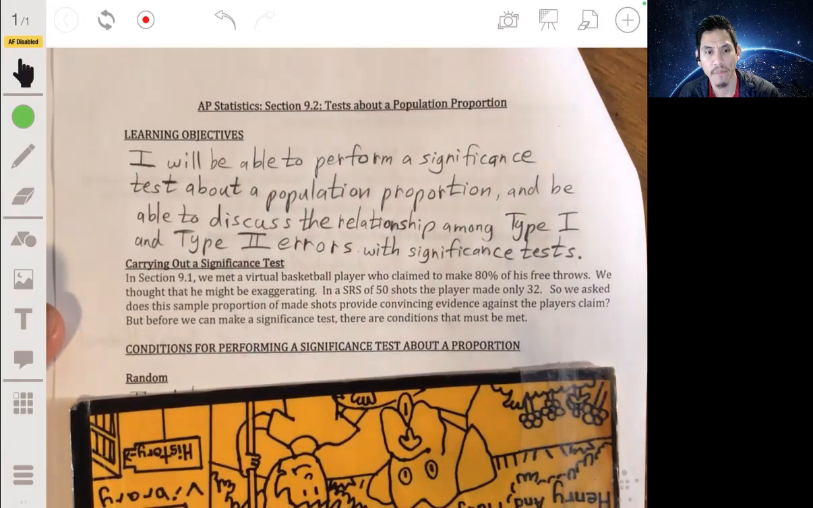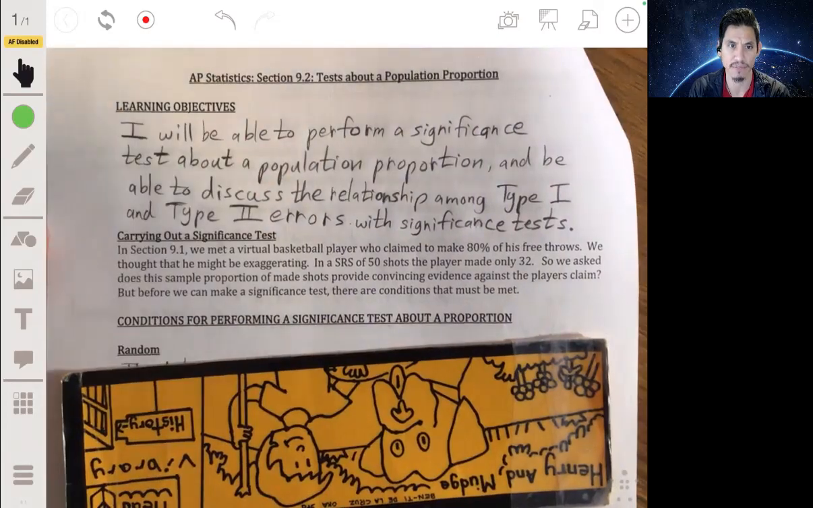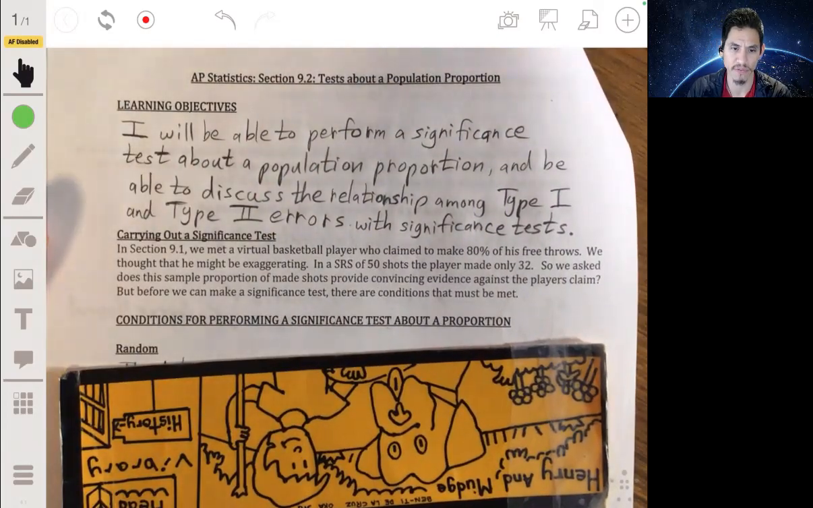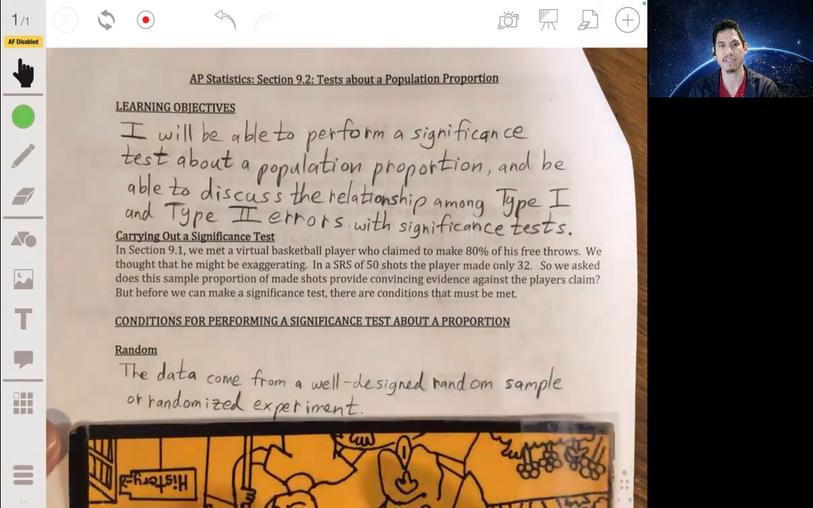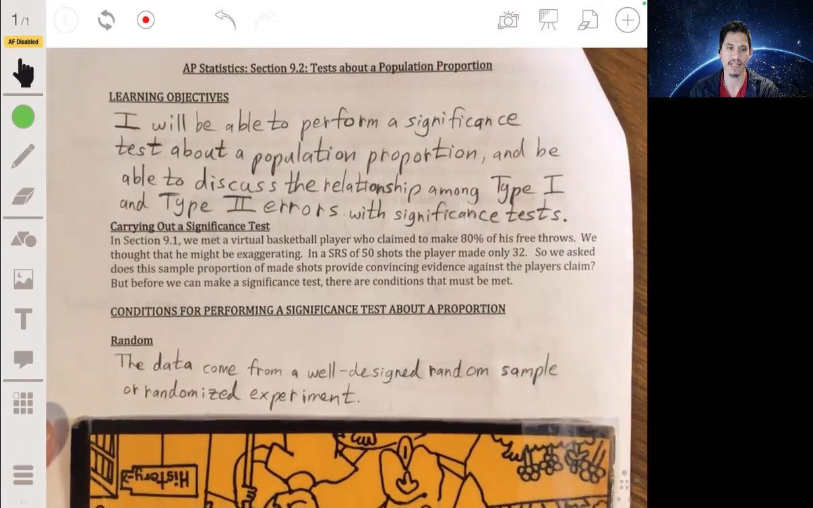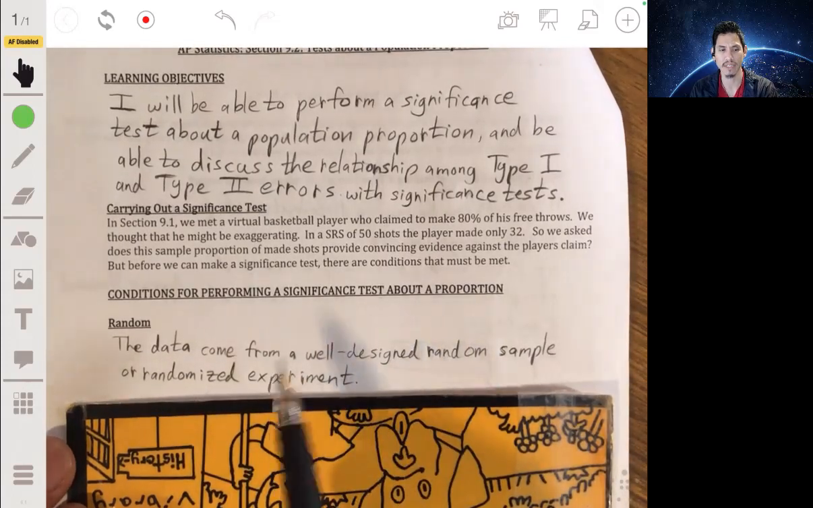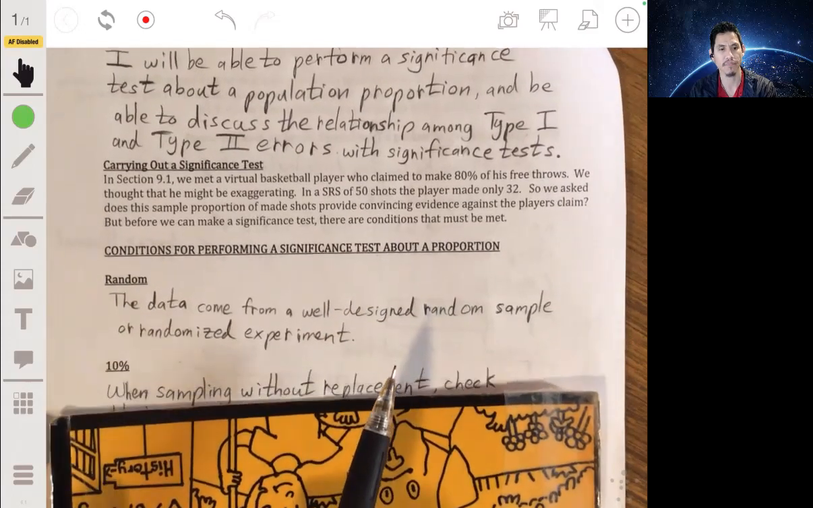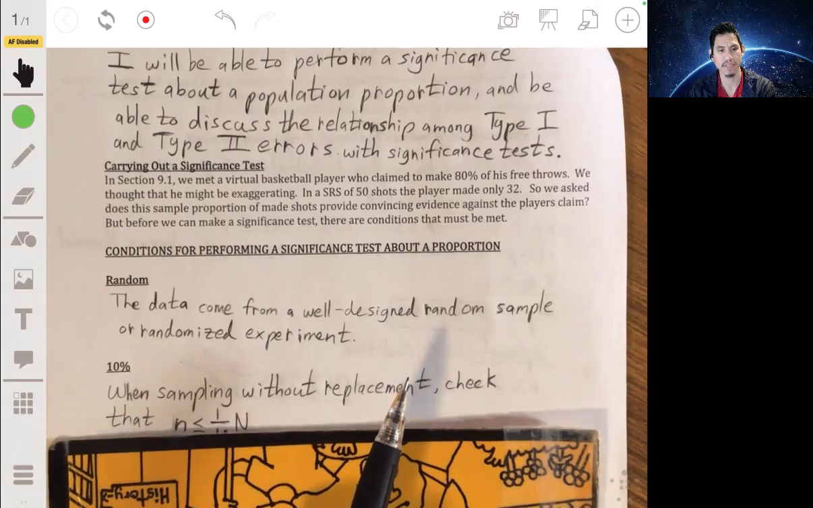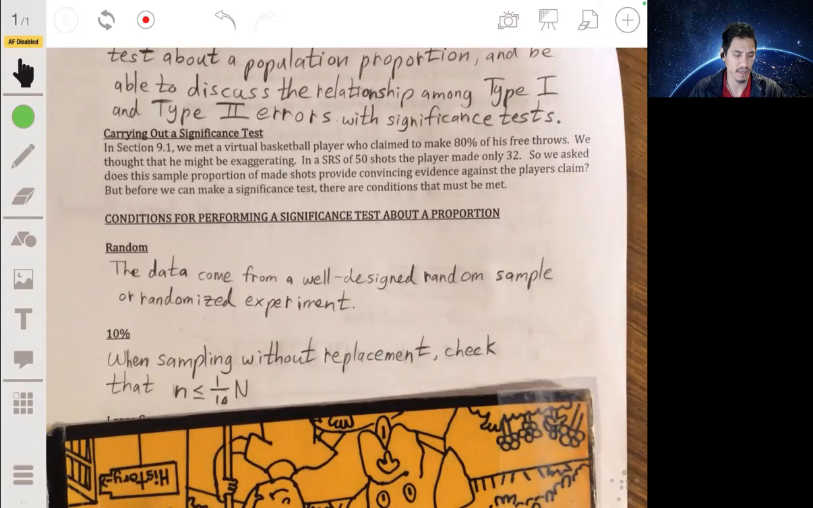Okay, so similar to when we were constructing confidence intervals in the previous chapter, we have to check that conditions are met before we conduct the significance test. And these are actually pretty much the same as confidence intervals. We want to check the random condition, make sure the data come from a well-designed random sample or randomized experiment. The 10% condition: if we're sampling without replacement, check that we take no more than 10% of the population.